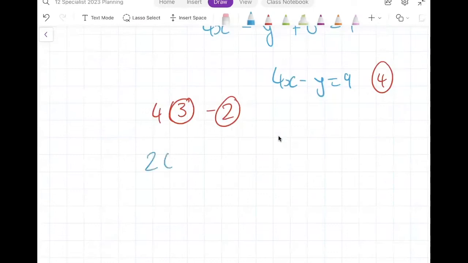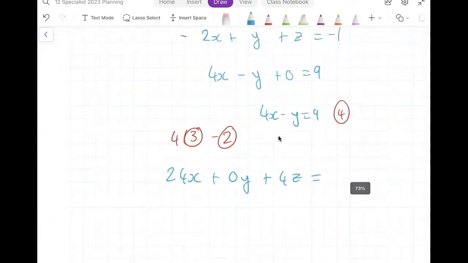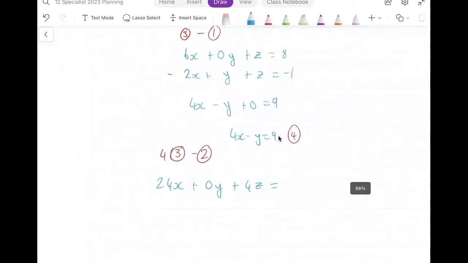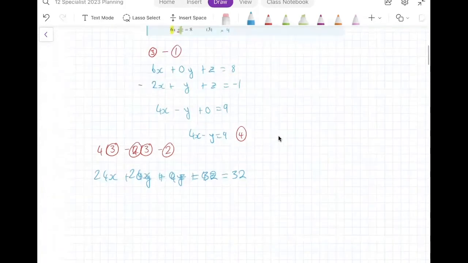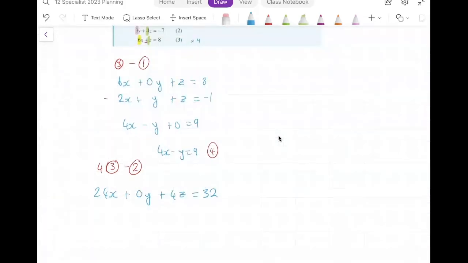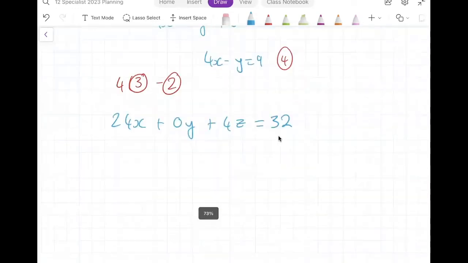So that's 24 lots of x plus 0 lots of y plus 4 lots of z is equal to, times my n number here by 4, 4 times 8 is going to give 32. So I've times my entire equation 3 by 4. You can see I've kept that consistent all the way across the very end. And now I'm going to subtract that from equation 2.